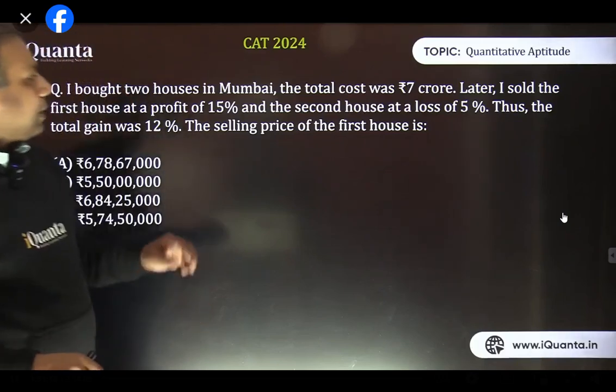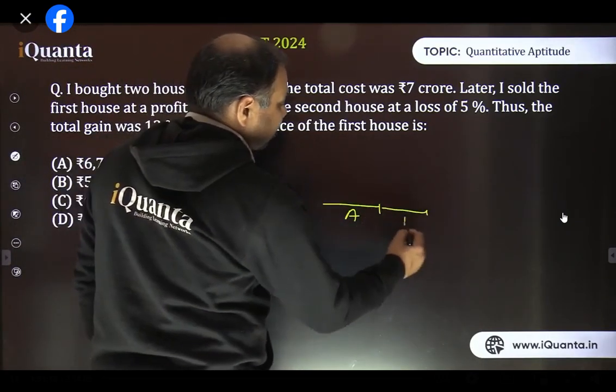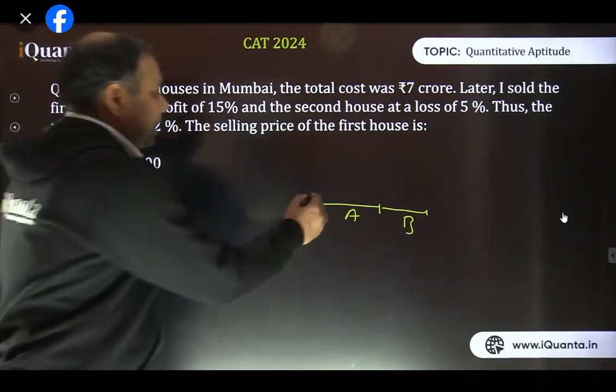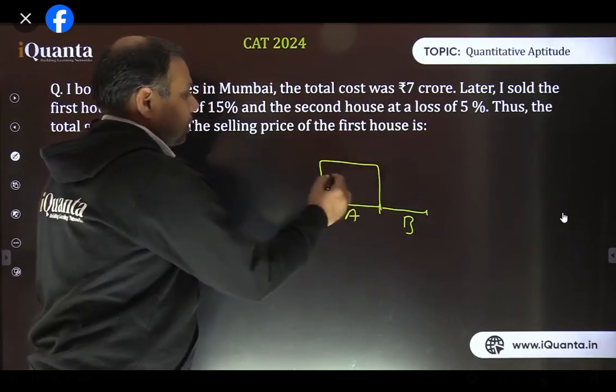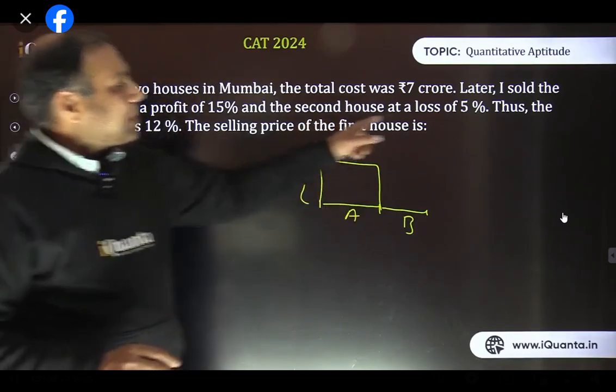now listen carefully. These are two houses. Let's call them House A and House B. Their total cost price is 7 crores. Fine. On one of them, we are getting a profit of 15%. This is 15% profit. Right? On another one, we are getting a loss of 5%.